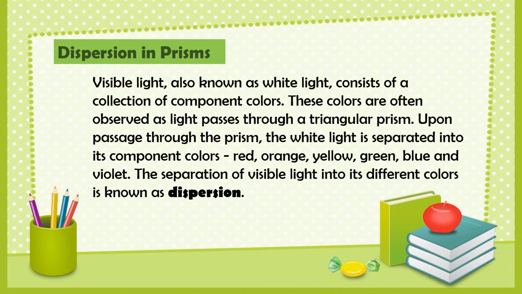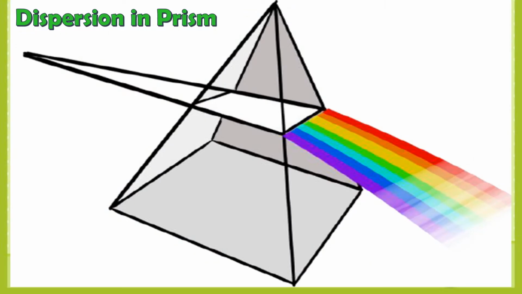So you have the red, orange, yellow, green, blue, and violet, or the rainbow colors. The separation of visible light into its different colors is known as dispersion. Again, the separation of visible light into its different colors is known as dispersion.